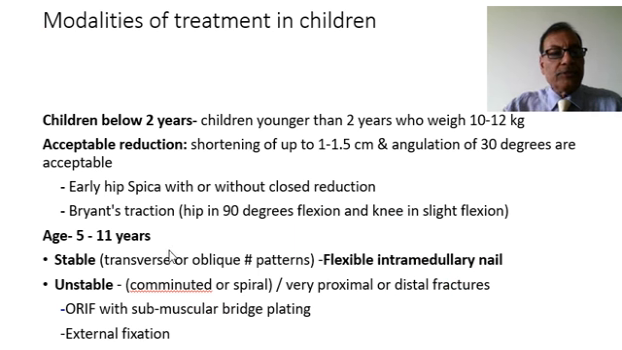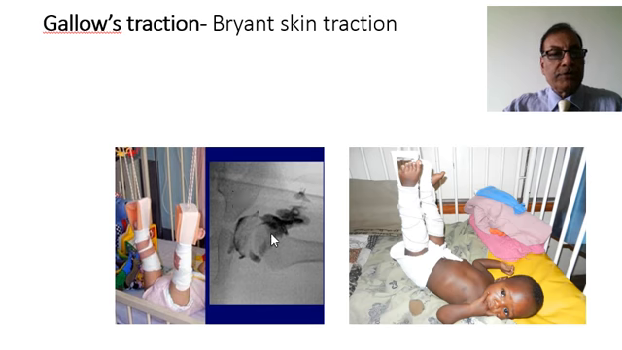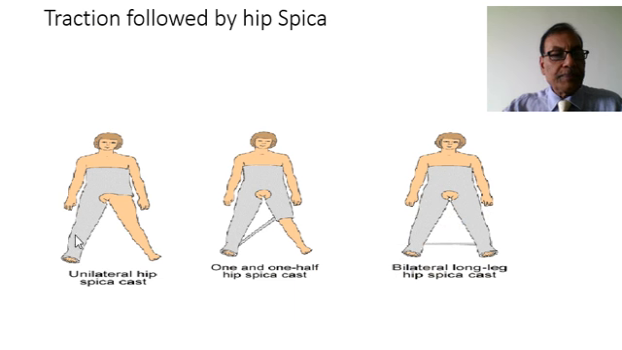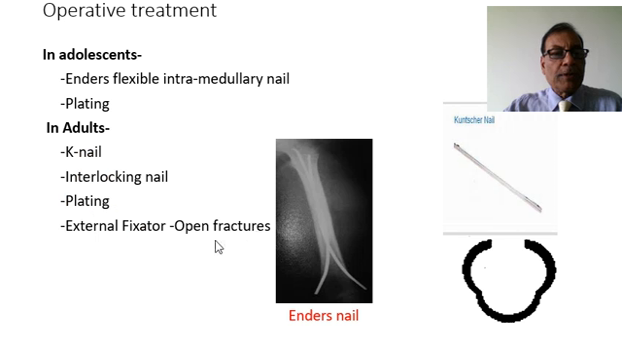Age 5 to 11 years. In case of transverse or oblique fracture patterns, we are usually stable. You can use flexible intramedullary nail. In case of unstable, grossly comminuted spiral fracture or very proximal or very distal fractures, you can do submuscular bridge plating or sometimes external fixation. This is the hip spica. You can do it in different ways: unilateral, 1.5 spica, and bilateral long leg hip spica cast.